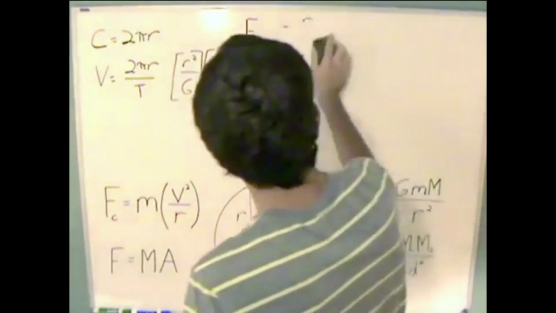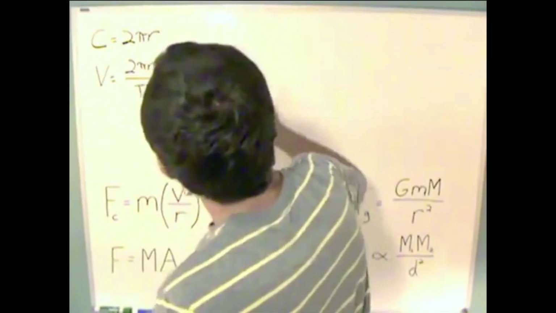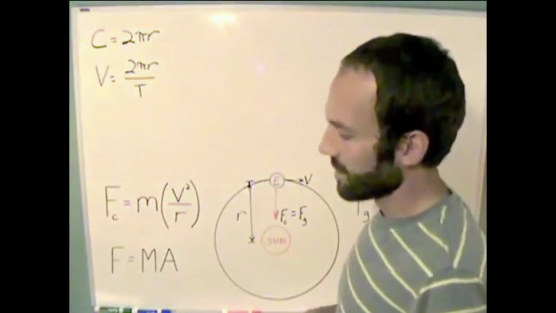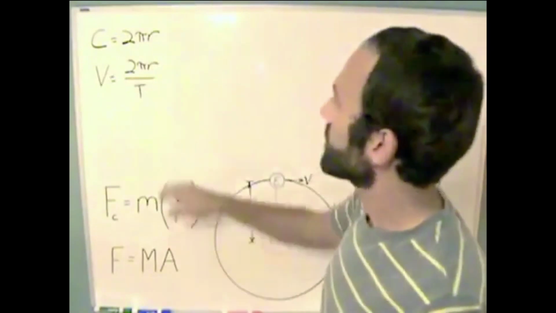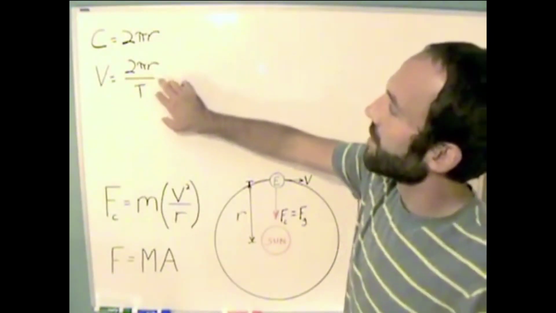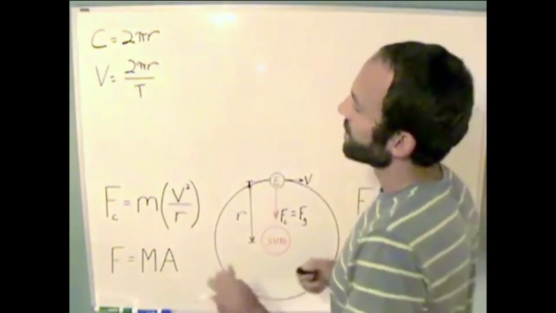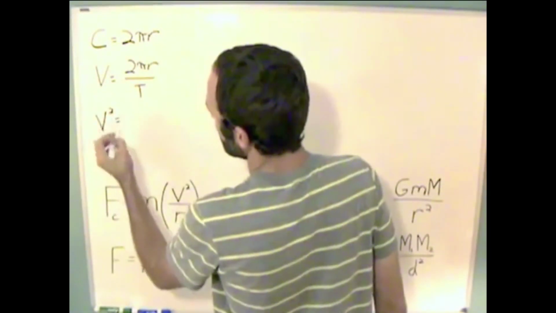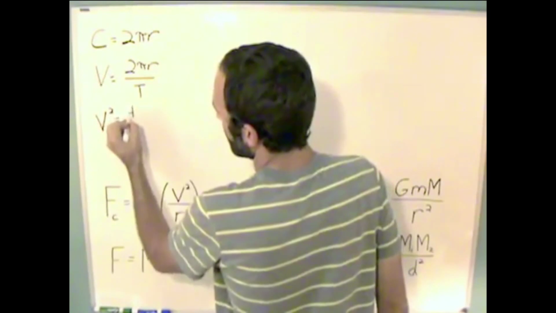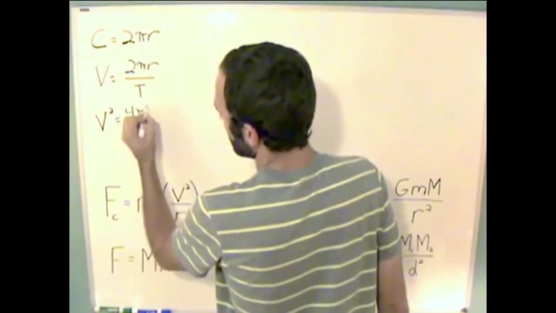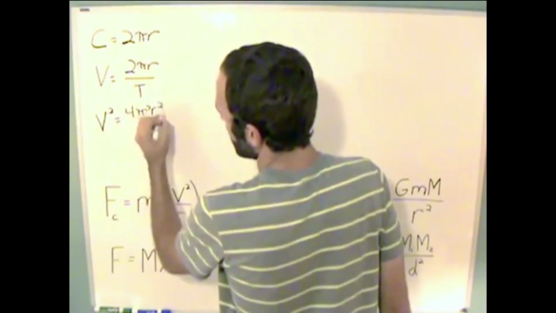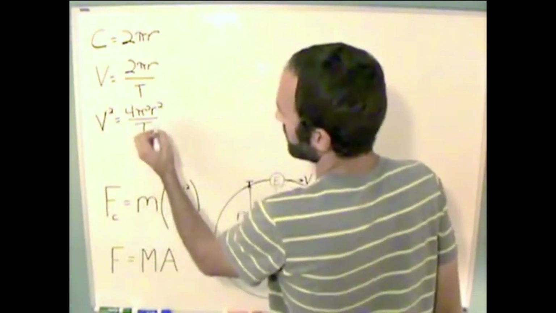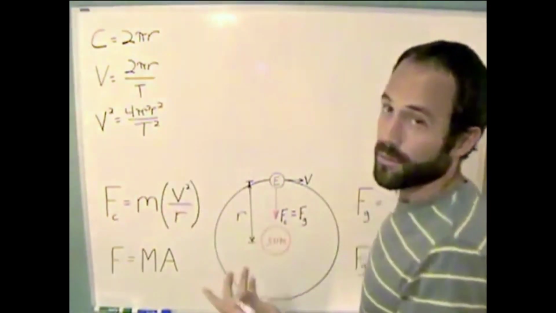Get that equation back up here. What people have realized, though, is since V is equal to 2 pi r over the period, you can say V squared is equal to 4 pi squared times r squared over the period squared T squared. See, it's just this times itself squared.